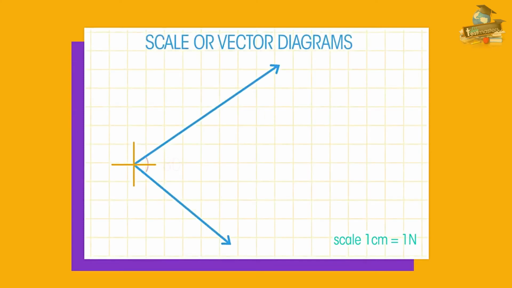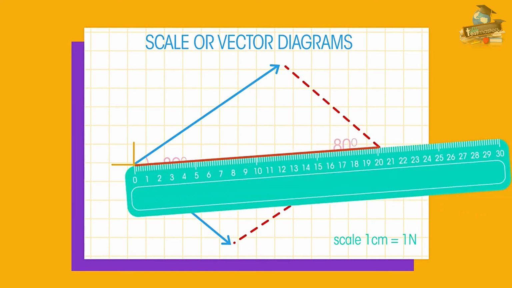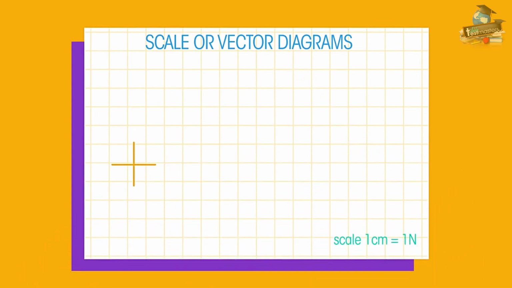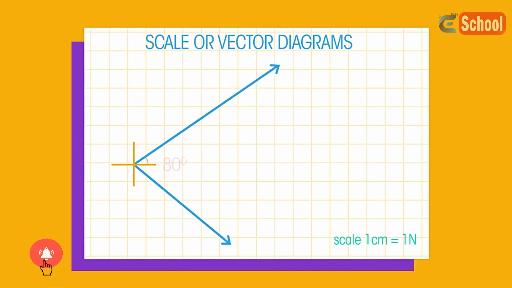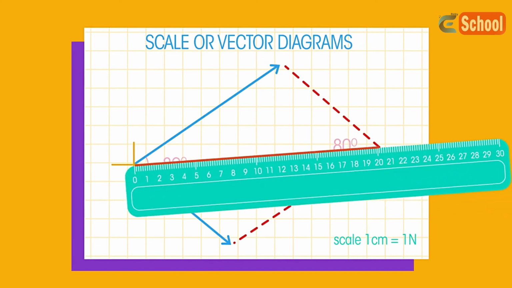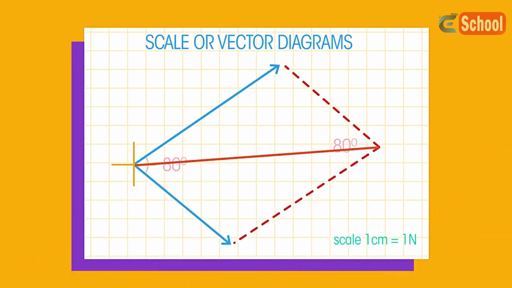Scale or vector diagrams show forces acting on an object and the angle between them. They can be used to calculate the resultant force. We draw scale diagrams using the following steps. Step 1. Draw the arrows at the correct angles to represent the forces. Step 2. Draw lines to make a parallelogram. And Step 3. Measure the diagonal of the parallelogram. This is your resultant force.